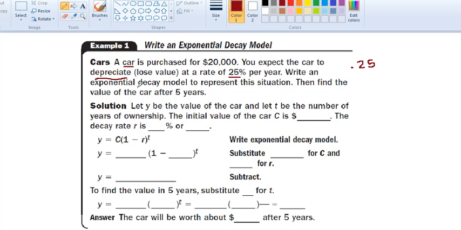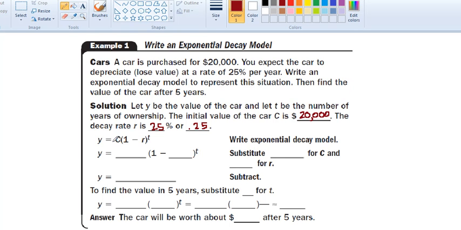What we're going to do is write a decay model to represent this, and then find out how much it's worth after 5 years. So let's start here. We're going to let y be the value of the car after those 5 years. T is going to be the number of years, which we said is 5. The initial value that we're using here is 20,000, so we can put 20,000 right there. The decay rate that we're talking about is 25%, but for our mathematical purposes, we need to use 0.25. For one thing, and actually this is the biggest thing, it makes it easier to put in a calculator.